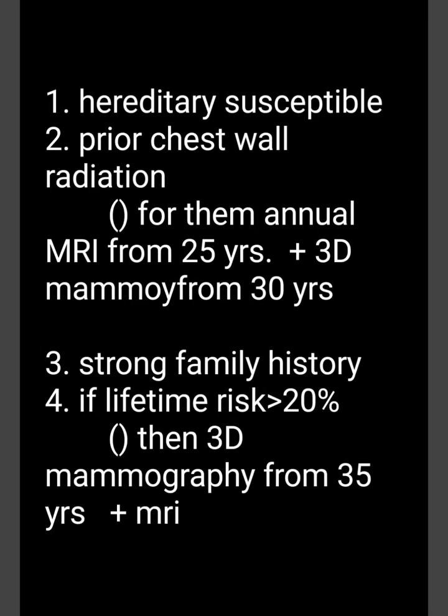Which females have higher than average risk of breast cancer and what are the screening guidelines for them? 1. Hereditary susceptibility. 2. Prior chest wall radiation. For them, annual MRI from 25 years plus 3D mammogram from 30 years. 3. Strong family history. 4. If lifetime risk greater than 20%, then 3D mammography from 35 years plus MRI.